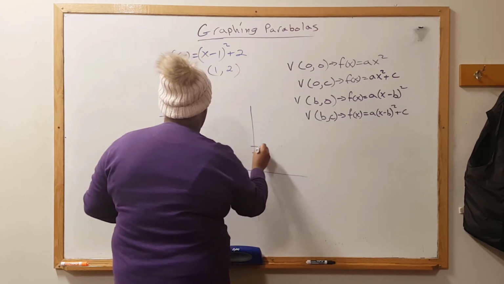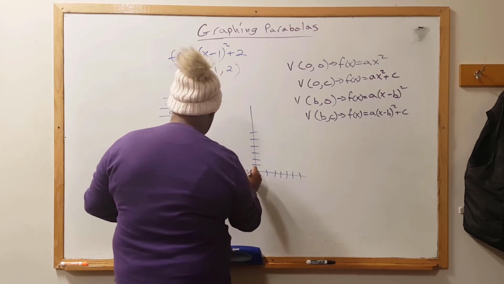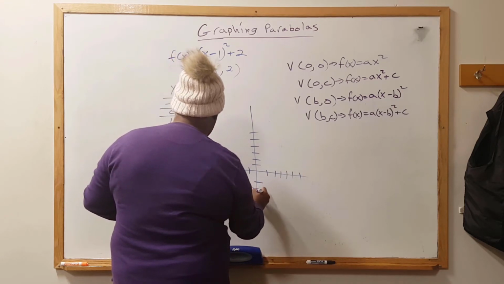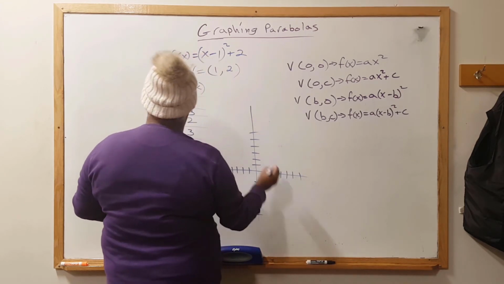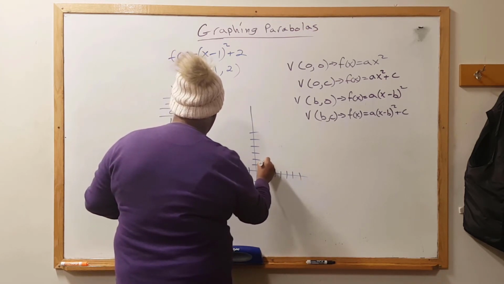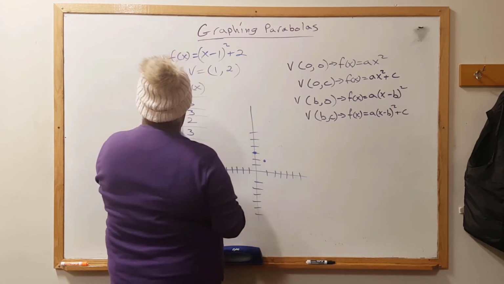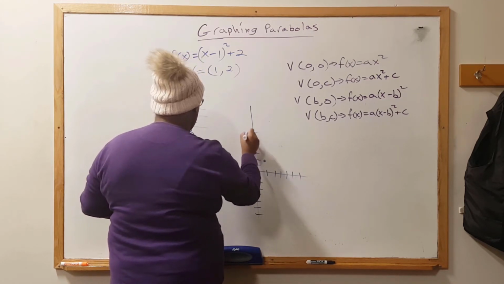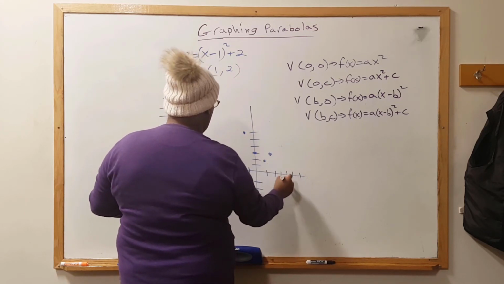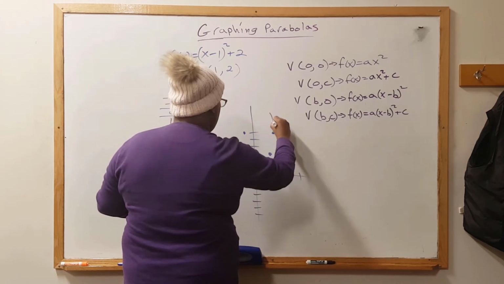1, 2, 3, 4, 5, 6 along each axis direction. Graph our first vertex, 1, 2, and 0, 3, and -1, 6, and 2, 3, and 3, 6. Connect the points.